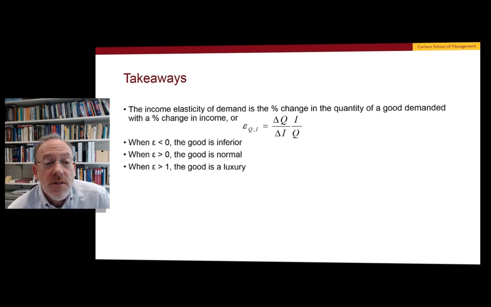Takeaways. So the income elasticity of demand is the percent change in the quantity of a good demanded with a percent change in income. Or as a formula, it's epsilon Q comma I equals delta Q over delta I times I over Q. When epsilon is less than 0, the good is inferior. When epsilon is greater than 0, the good is normal. And in particular, if epsilon is greater than 1, then the good is a luxury.